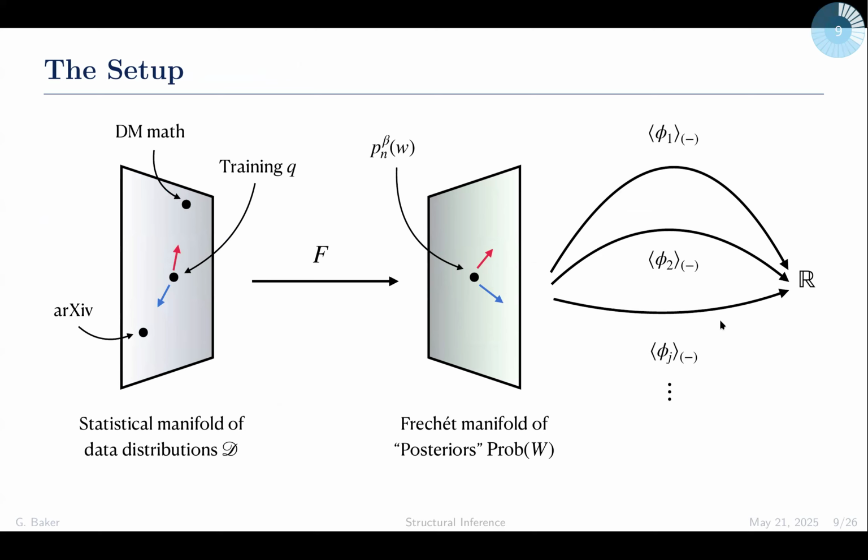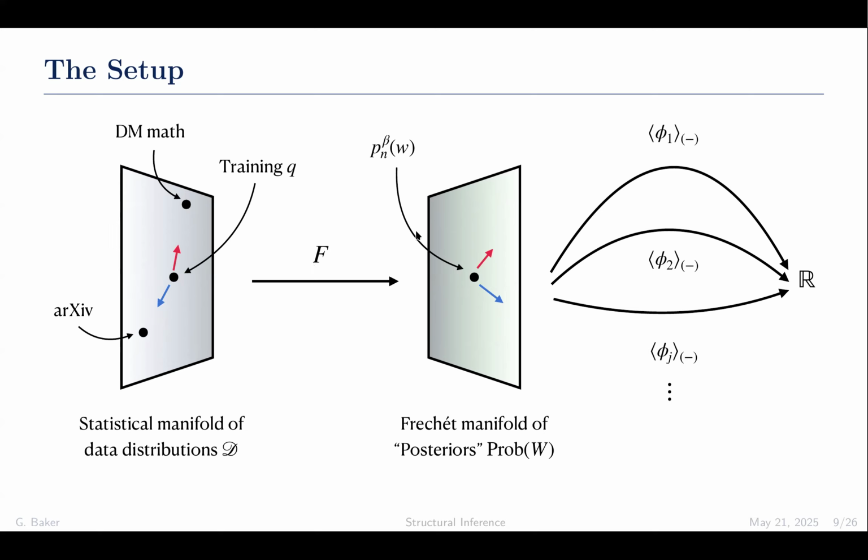So now we get to the setup. A fundamental thing that we want to understand is how the structure in the data influences the structure in the model. On the left, we have the various data generating functions, Q prime in D, like GitHub or Archive or DeepMind's mathematics dataset, which are sent to a quenched and tempered posterior by our F here.